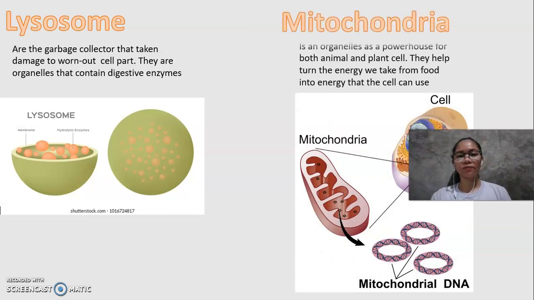The mitochondria. Mitochondria is an organelle known as the powerhouse for both animal and plant cells. They help turn the energy we take from food into energy that the cell can use. The mitochondria generate most of the chemical energy needed to power the cell's biochemical reactions. The chemical energy produced by the mitochondria is stored in small molecules called adenosine triphosphate or ATP.